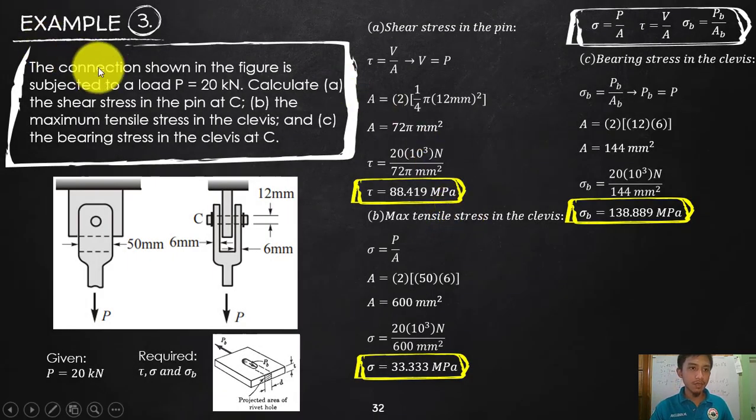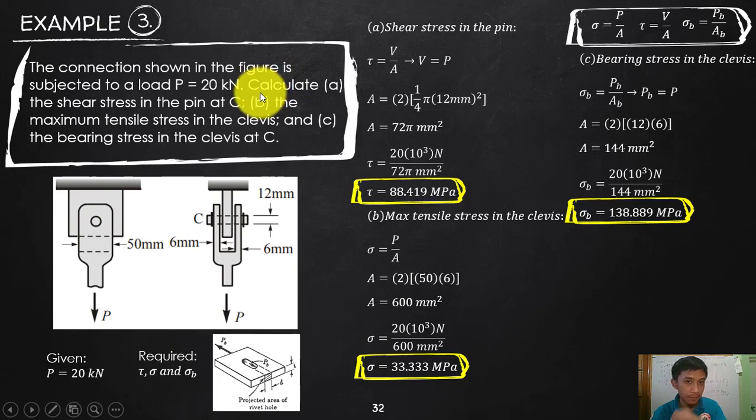Let's proceed with example number 3. The connection shown in the figure is subjected to a load P, which is 20 kilonewtons. So this is the connection, that is the load P. And then calculate first the shearing stress in the pin. So where's the pin? That is the one holding your connection. That is our pin.